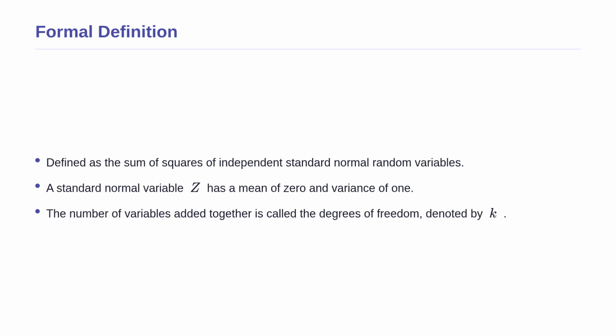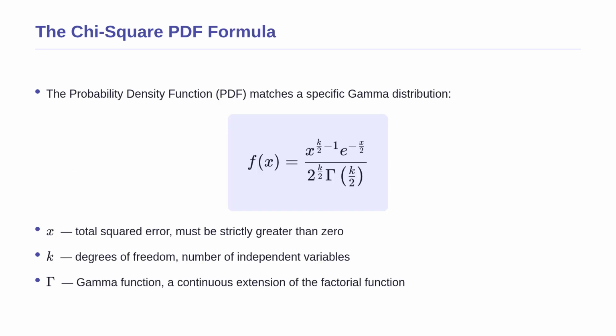Now that we understand the intuition, let us look at the formal definition. The chi-square distribution is defined as the probability distribution of the sum of the squares of several independent standard normal random variables. A standard normal variable has a mean of 0 and a variance of 1. If we take a specific number of these variables, square each one and add them together, we get a chi-square random variable. That specific number is called the degrees of freedom. It simply tells us how many independent squared variables we are adding up to get our total.